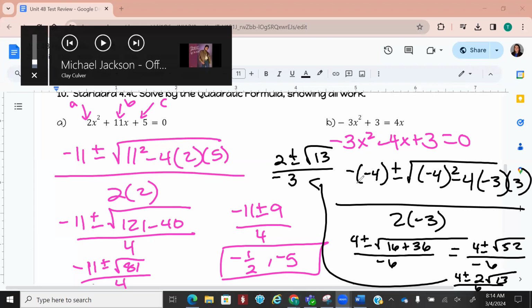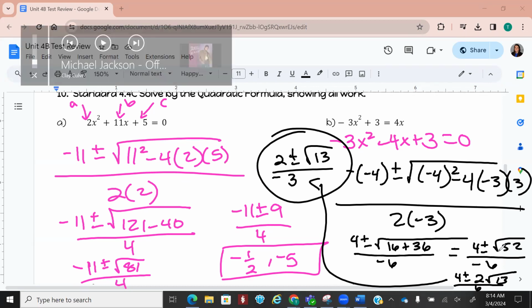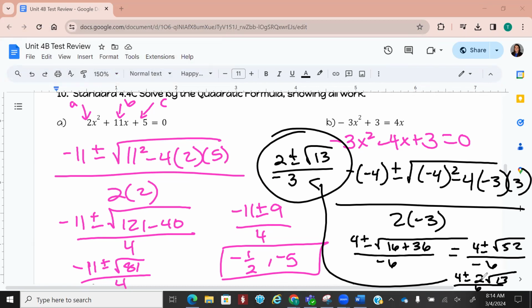Okay, so I got this. I got negative 2 plus or minus the square root of 13, divided by 3. Most of you probably got it right about here. You've got to make sure that you simplify the square root of 52. You get this. Everything is divisible by 2 on the outside. And that's how I got this as my final answer.